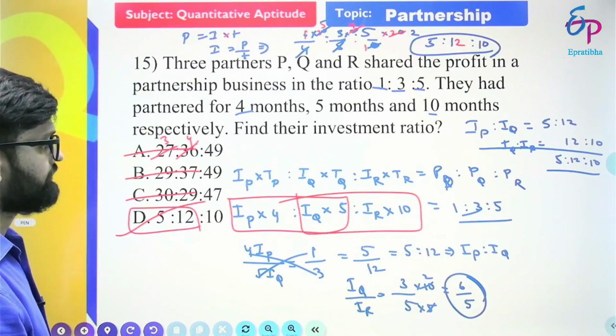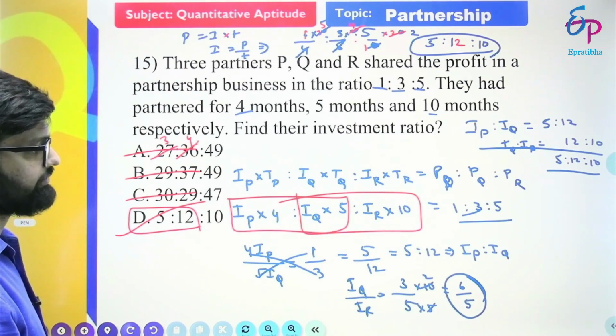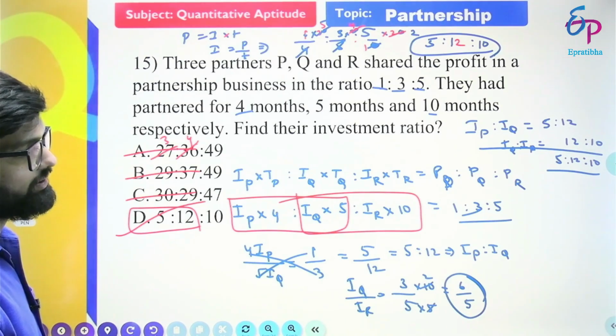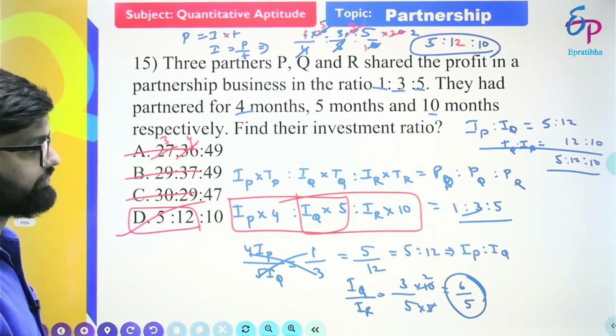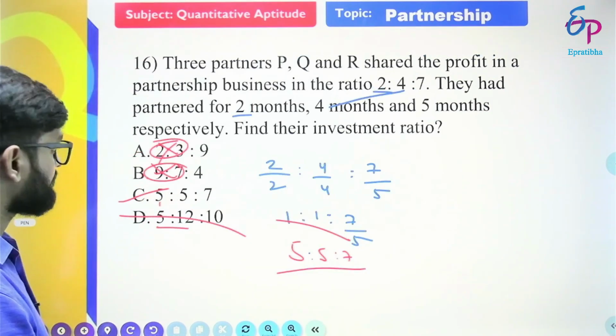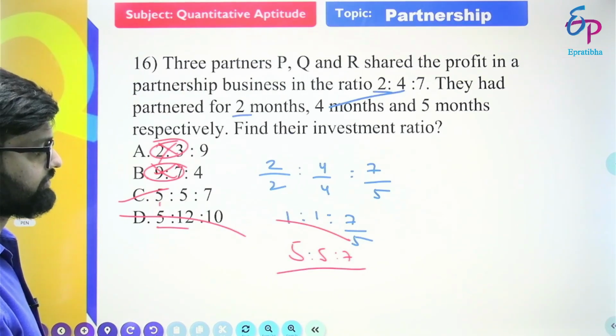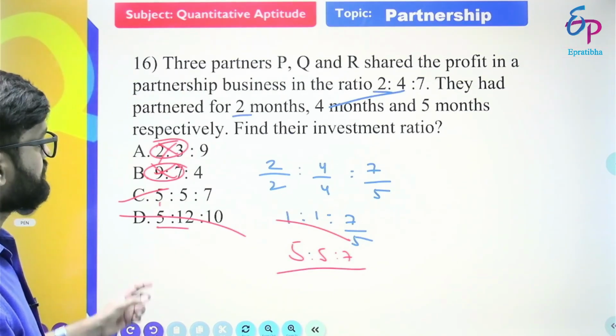Next, investment of P into time period of P, investment of Q into time period of Q, investment of R into time period of R. Profit of P is to profit of Q is to profit of R. 6 by 5, 2 by 2, 4 by 4 and 7 by 5. 5 is to 5 is to 7. The answer is this one.